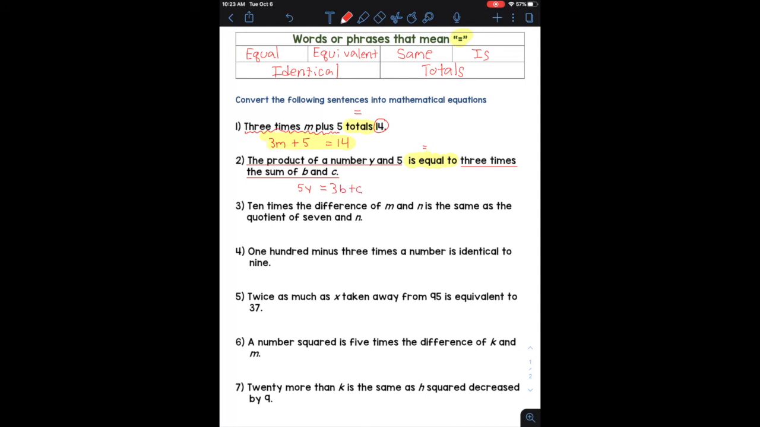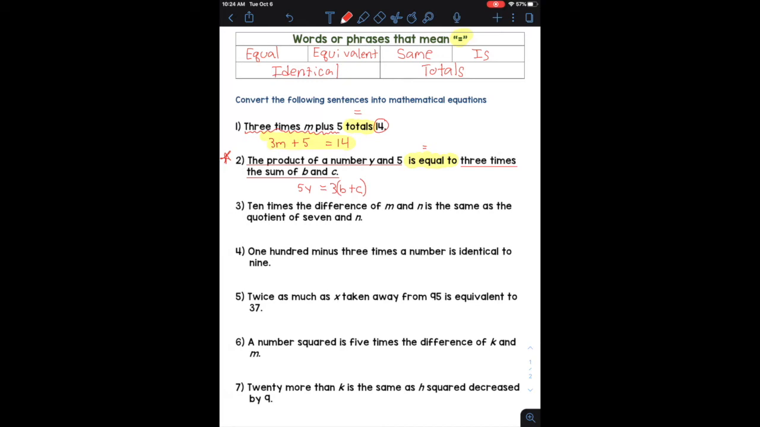If we write 3b plus c, this is actually incorrect. This is just 3 times b plus c. They want 3 times the sum of b and c. So this problem here is important because we actually have to add something to our expression on the right-hand side to show that it's 3 times the sum.